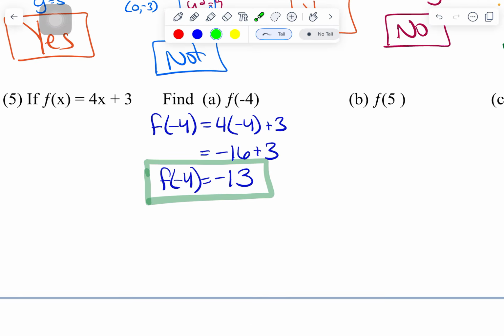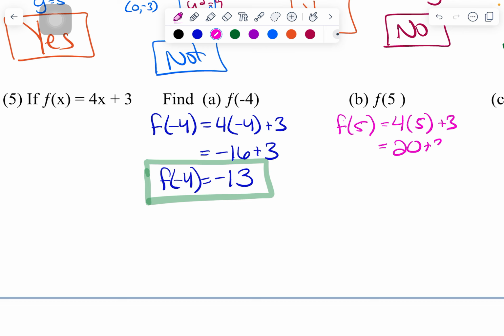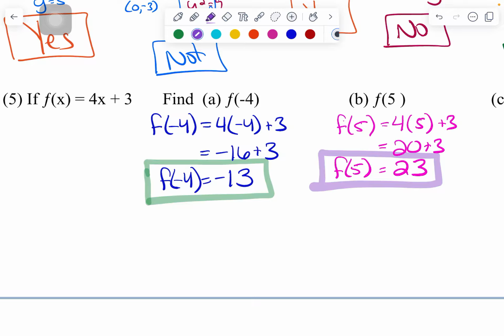This time I'm looking at f of 5. So where I had x in the original function, I now have a 5. So let's find f of 5. So f of 5 equals 4 times x. Well, x is now 5, plus 3. Let's see, 4 times 5 is 20. 20 plus 3 means f of 5 is equal to 23. And there's nothing else I need to do with that problem. Right? We've solved for f of 5, which is what I asked you to do.